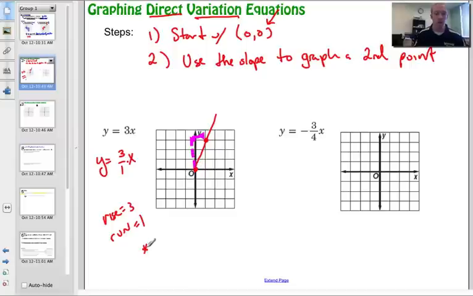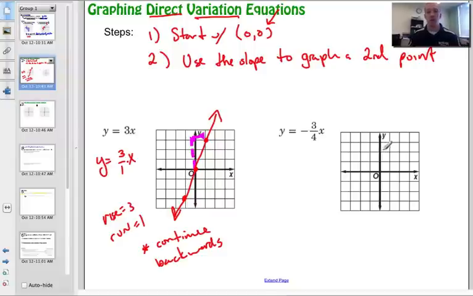And I can even continue the pattern backwards if I want to. So if I went up 3 and right 1, then I can go down 3 and back 1, and that will continue my linear pattern. So if I want to get a good looking line, well, as good as I can do with this pen.